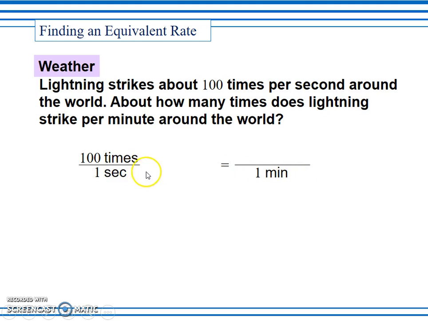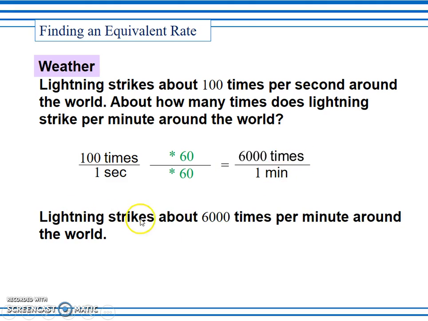Well, if I multiply both the numerator and denominator by the same number, then I can make this an equivalent rate. So 1 second, there would be 60 seconds in a minute. So if I multiply the numerator by 60, I get 6,000 times per minute. So lightning strikes about 6,000 times per minute around the world.